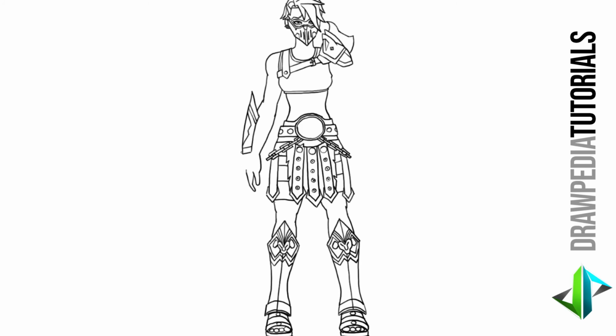Below her wrist at the outer corner, I'm going to draw a small rectangular shape right there. Above that, I'm going to draw a line upwards at that corner, and across her wrist, I'm going to draw two lines at that point, and below that, another line right there.